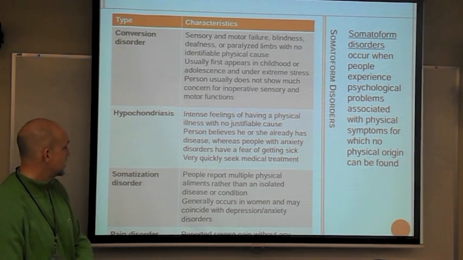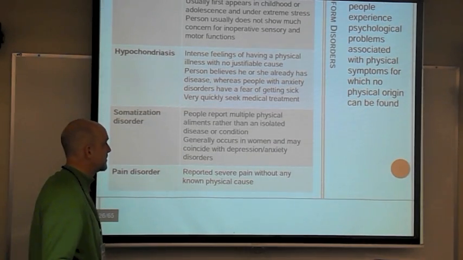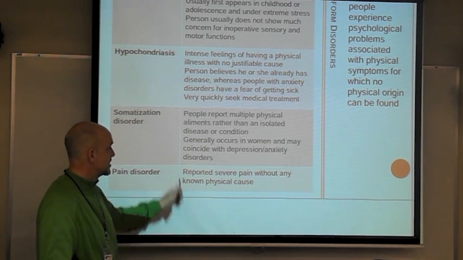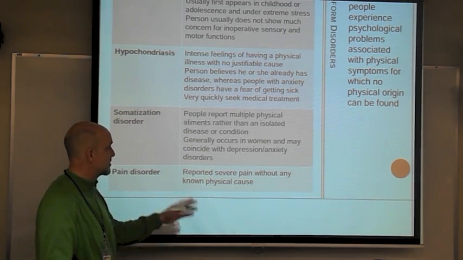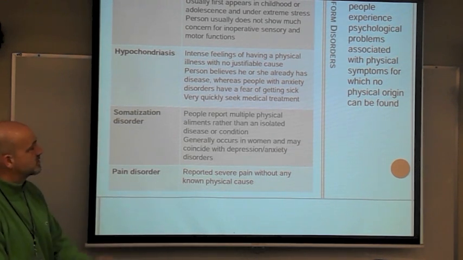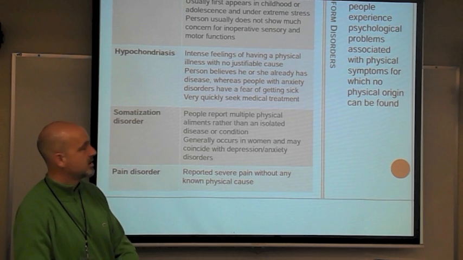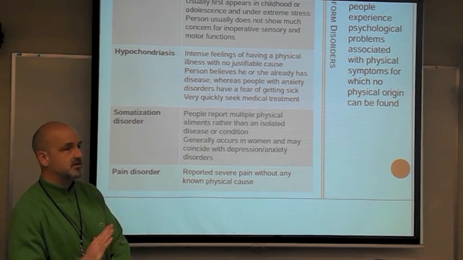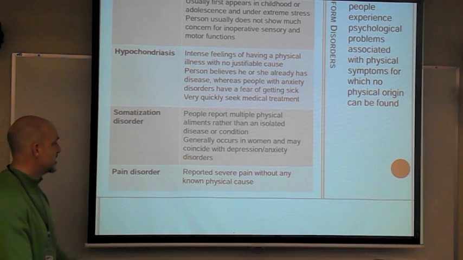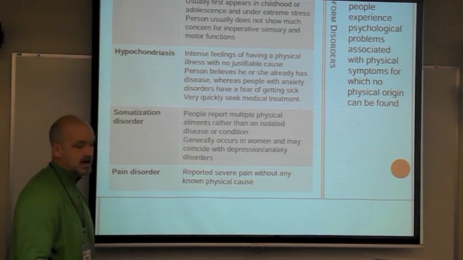Okay? Now, somatization disorder is people have multiple physical ailments rather than an isolated disease or condition. This generally occurs in women and may coincide with depression or anxiety disorders. The difference between this and conversion disorder is that conversion is isolated to one type of disease or disorder. Somatization is they just simply from head to toe feel that there's something wrong. Now, pain disorder is they report severe pain without any physical cause. Okay?